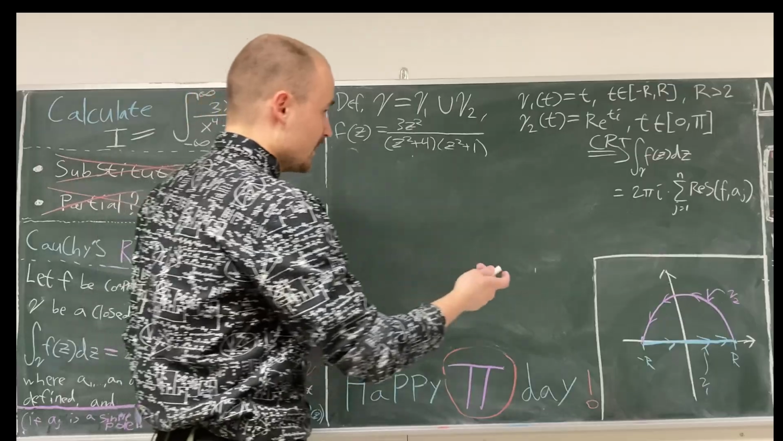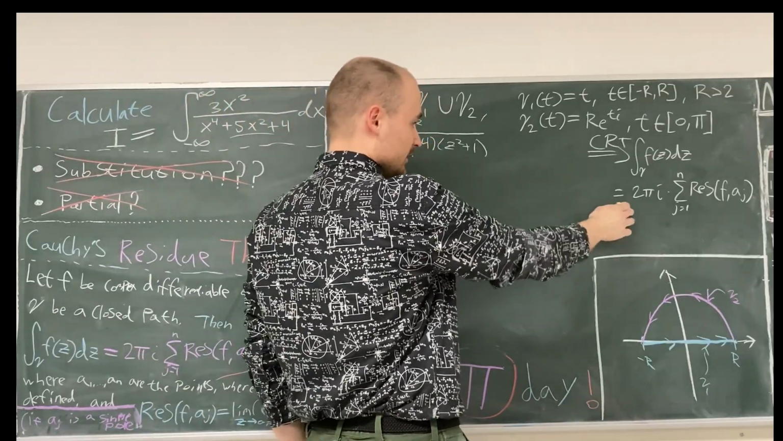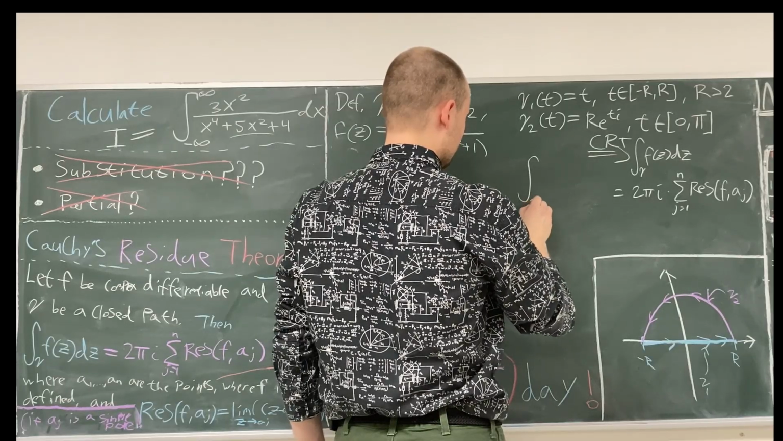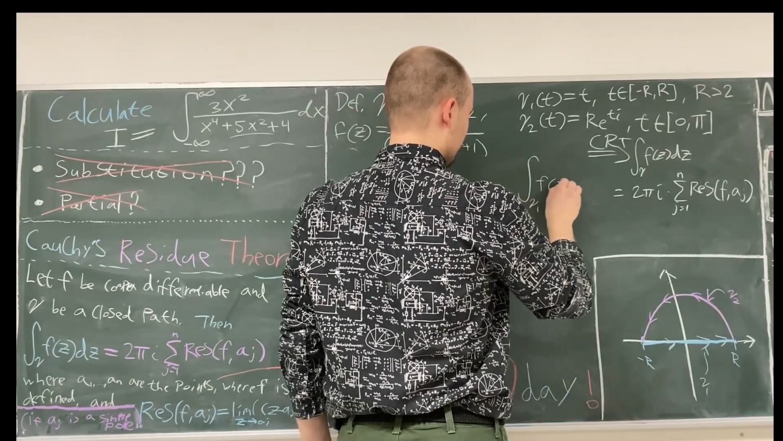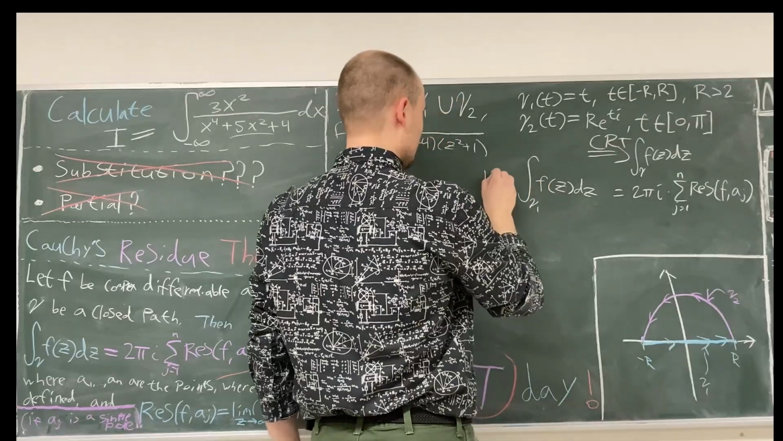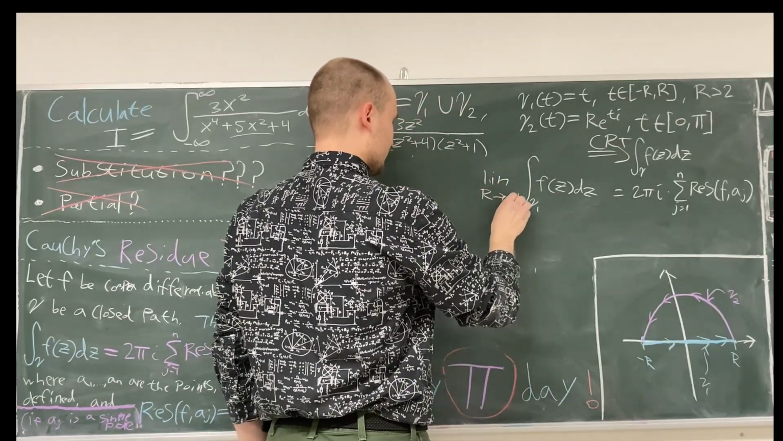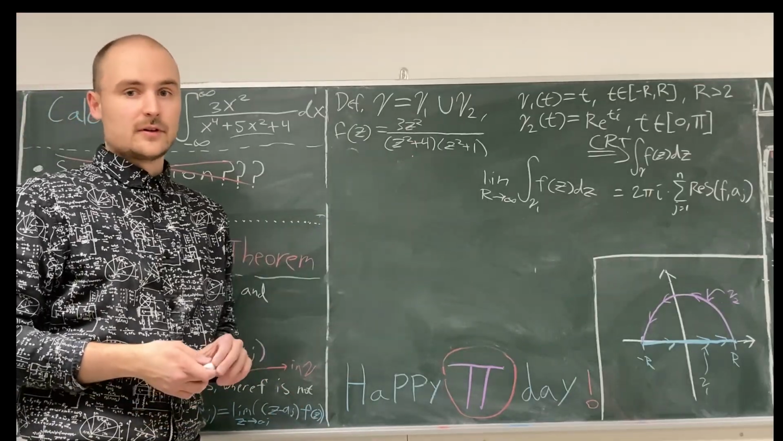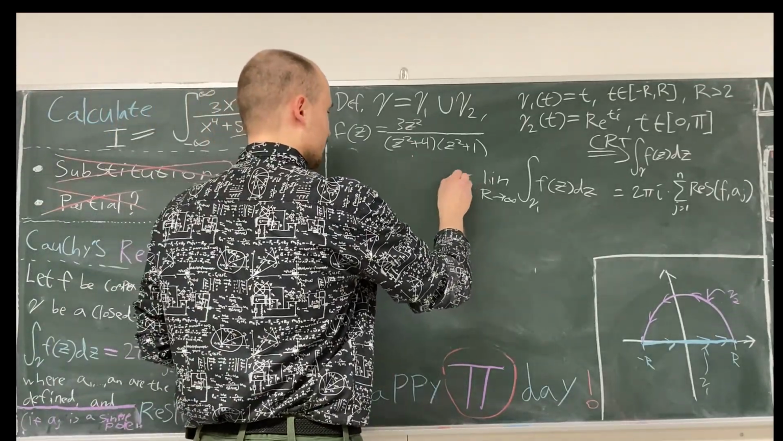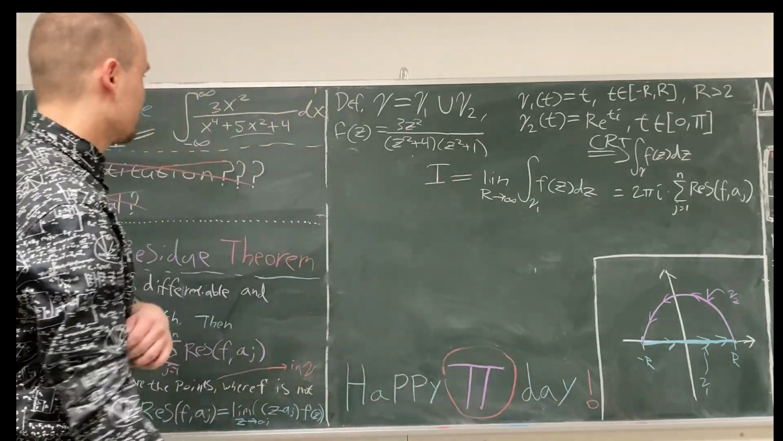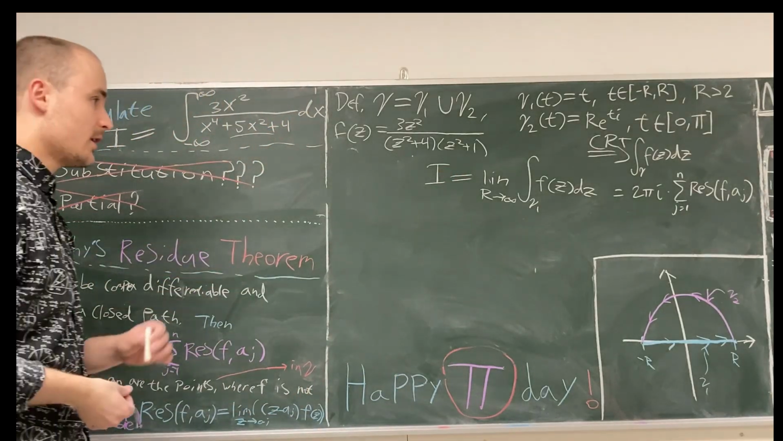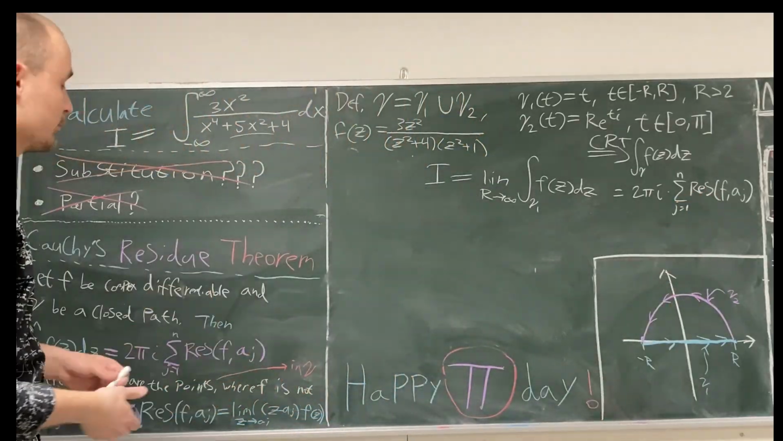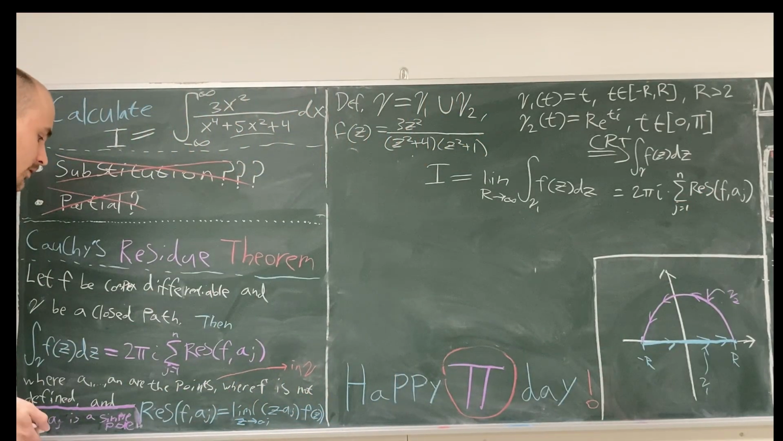Okay, so this basically means that this expression here is actually just equal to our desired integral. So it's equal to the limit as r goes to infinity of just the integral over gamma 1, because the integral over gamma 2 disappeared. But this was what we noticed was just equal to our desired integral. So now the only thing we have remaining is to calculate these residues. Yeah, well, and also find out where they are.